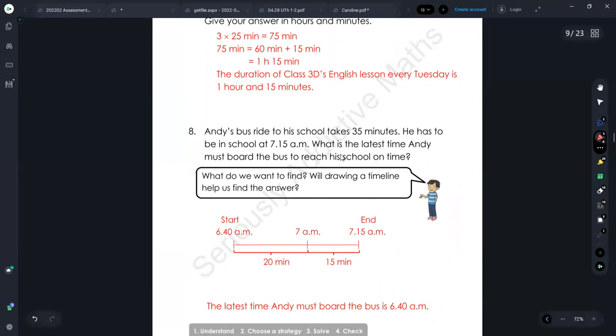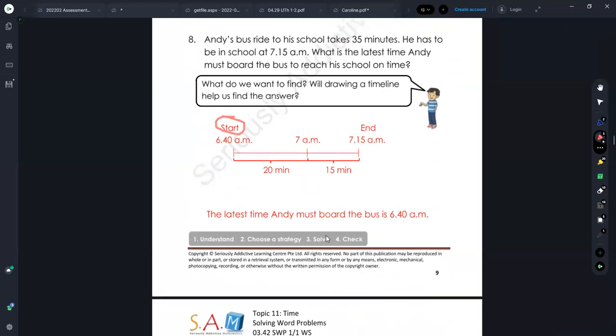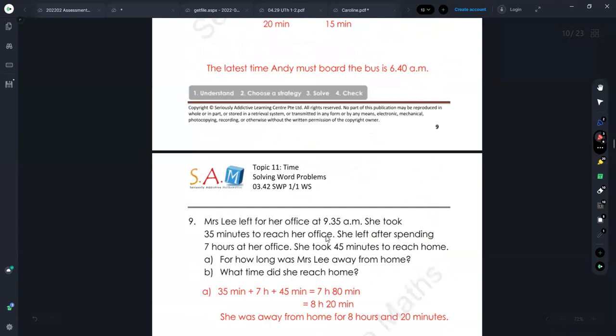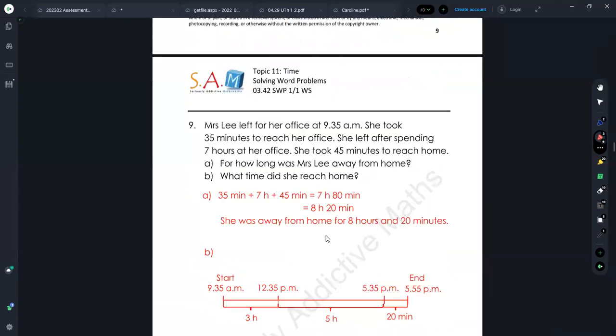And the bus ride to school takes 20 minutes. They may not have done this kind of question before. And this bus ride to his school takes 35 minutes, and he has to reach school by 7:15. What is the latest time ND must board the bus? So this is finding out the start time actually. It's just about finding the start time. And then you can verbally just go through with them. So no need to do this question. You can get them to do it as homework instead.